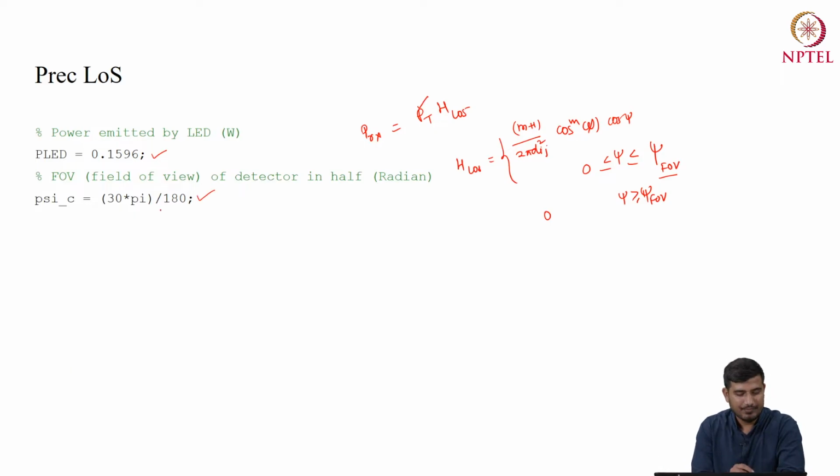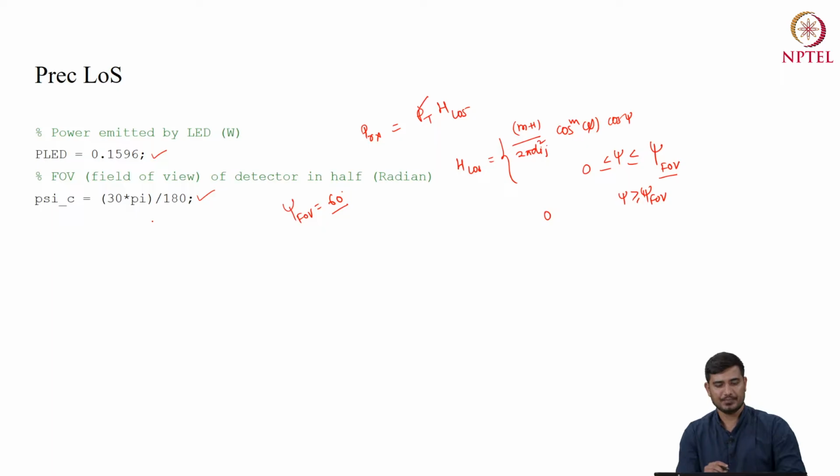Again, I have specified this value in radian here. You can also use the degree value, so this is 30 degree. Generally the standard value of receiver field of view we take is 60 degree. You can change this value, there is no issue in that. So this is how you need to give the value of the field of view of the receiver.